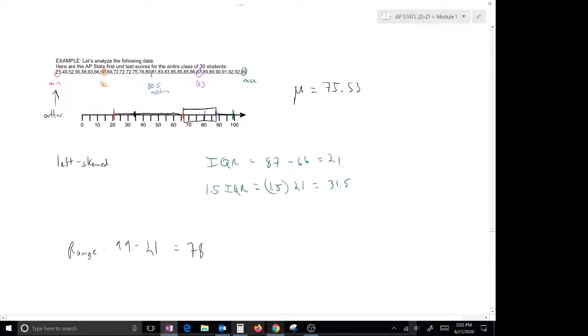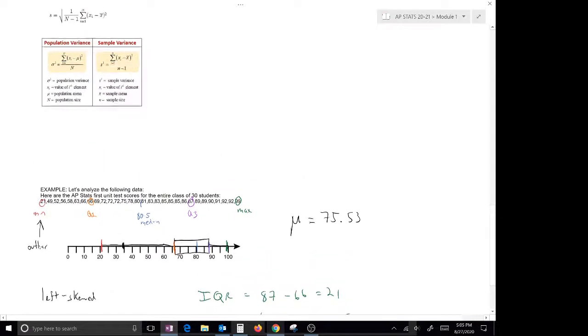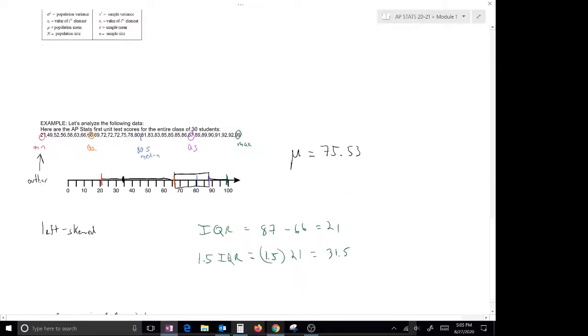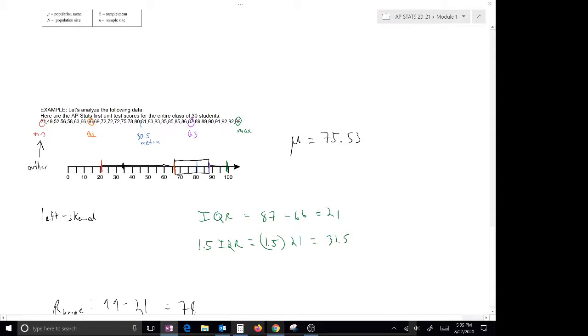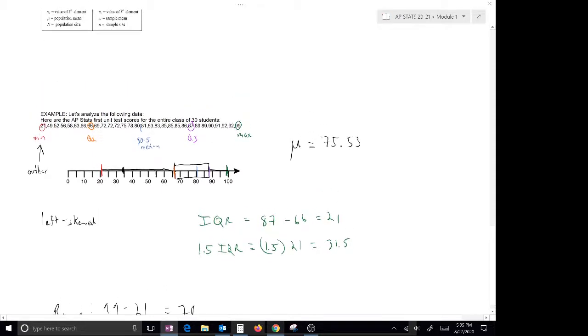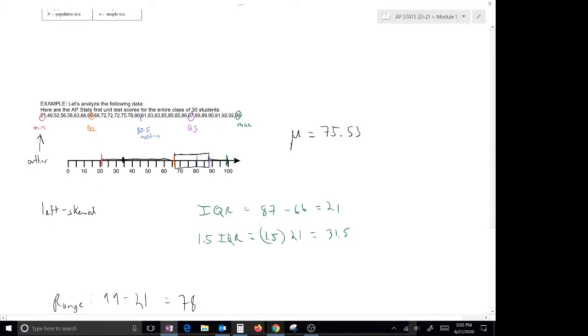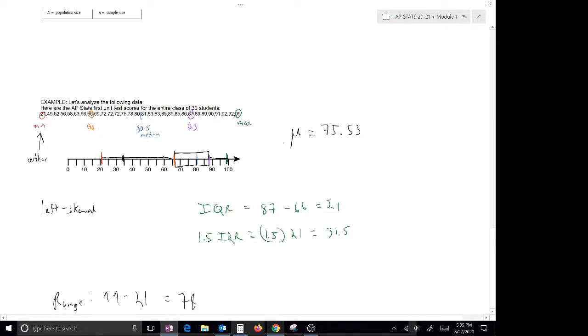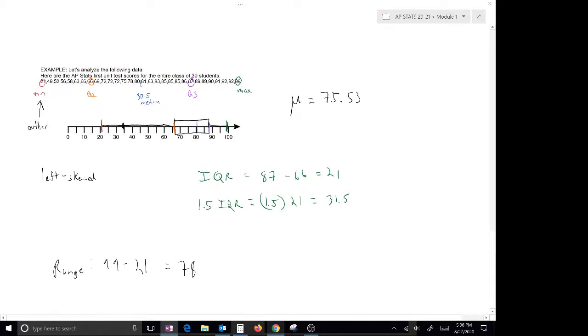We want a better idea of spread. We want to use standard deviation. So our standard deviation is going to tell us how each one of these data points, on average, is different from the mean, or how much it deviates from the mean. So if I wanted to do this by hand, I would take my first data point, 21, minus 75.53. That would tell me a deviation from the mean.